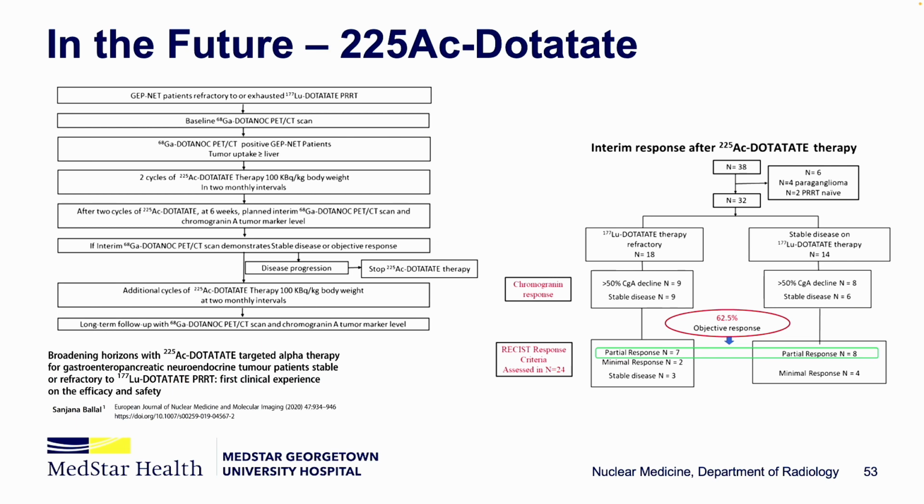In the future, I know there will be a presentation on a clinical trial, but this is one of the possible future applications, different uses of radioisotope targeting. Actinium is an alpha emitter, a different type of radiation. This was one of the studies conducted in patients that had prior lutetium 177 therapy. They had been refractory or stable on therapy, and so they were selected to have a treatment with this tracer labeled with actinium, and you can see there was a 62.5% objective response. So it's quite a good response.